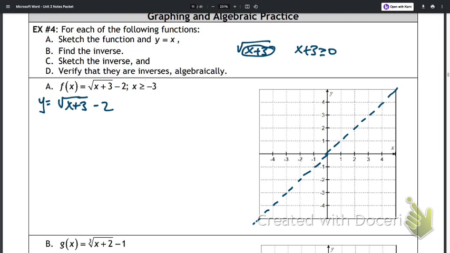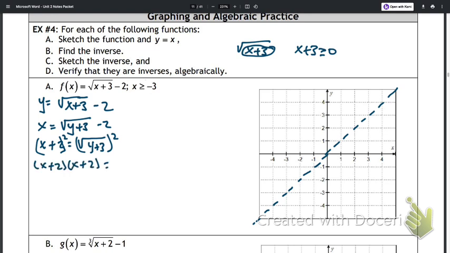Okay, so now we're going to switch the x and the y, so that becomes x equals the square root of y plus 3 minus 2. I'm going to move the 2 over, so now it's x plus 2 equals the square root of y plus 3. I'm going to square both sides to get the y out of the radical. Remember, when you square x plus 2, you're multiplying it by itself. And when you square a square root, it undoes the square root. And so when you multiply the left-hand side, you get x squared plus 4x plus 4 equals y plus 3. Subtract your 3, and we get x squared plus 4x plus 1 equals 0.